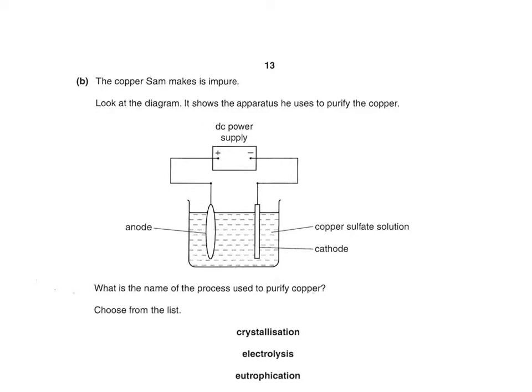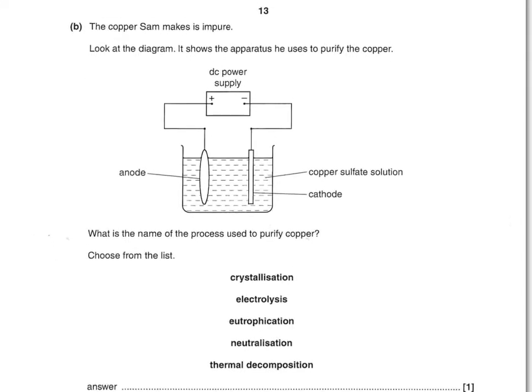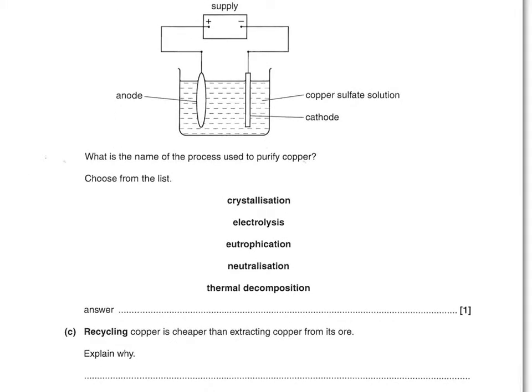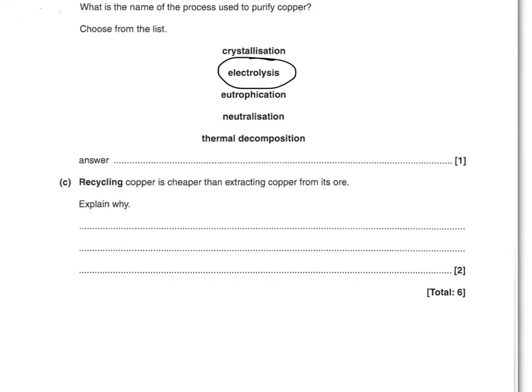Next question, the copper Sam makes is impure. Look at the diagram, it shows the apparatus used to purify the copper. What is the name of the process used to purify the copper? That is electrolysis. And then recycling copper is cheaper than extracting copper from its ore. Explain why. So there's 2 marks here, but it can have any 2 of these 3. You can say it reduces problems of disposing the copper. You could say it uses less energy. And you could say that copper ore needs a lot of processing to make copper, whereas recycling does not.